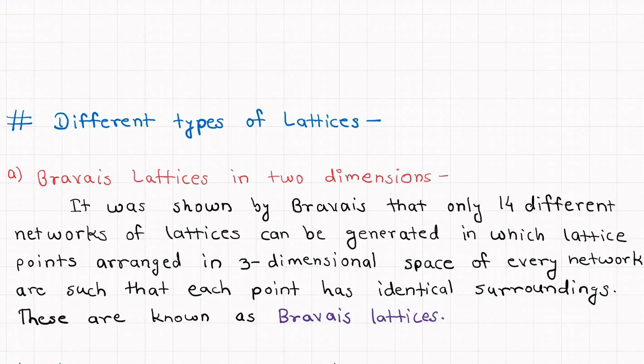It was shown by Bravais that only 14 different networks of lattices can be generated in which lattice points are arranged in 3-dimensional space such that each point has identical surroundings. These are known as Bravais lattices. In 2-dimensional space, there are 5 different lattices which can be generated using translation of two coplanar vectors, vector A and vector B. These 5 types of Bravais lattices are as follows.